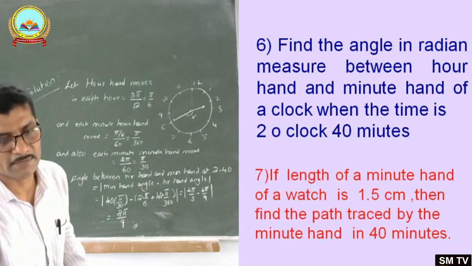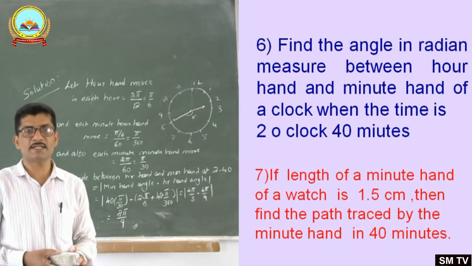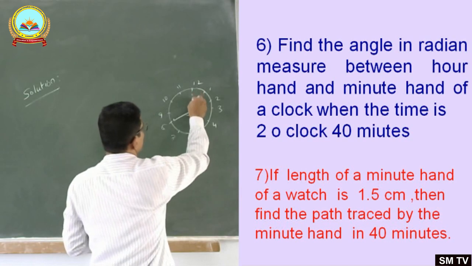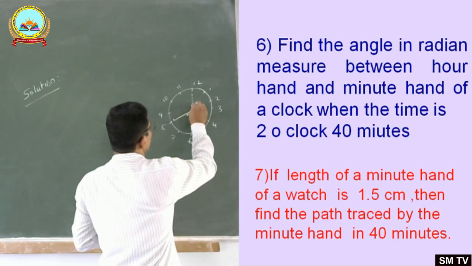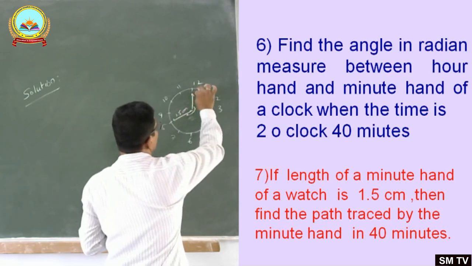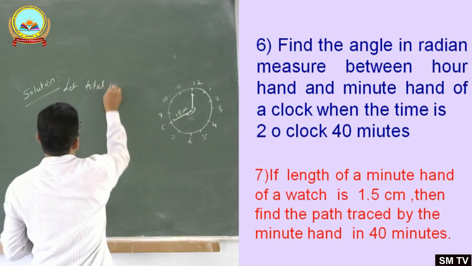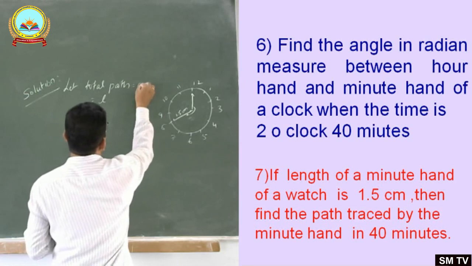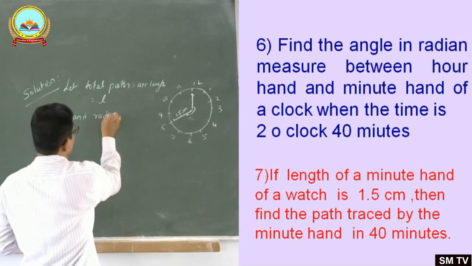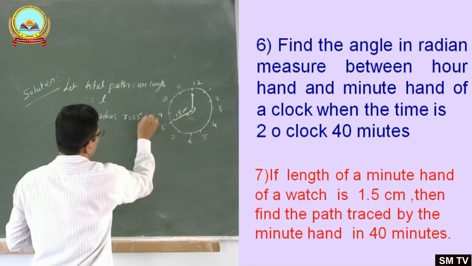The next problem, a similar type of question. If the length of the minute hand of a watch is 1.5 centimeters, then find the path traced by the minute hand in 40 minutes. Here also assume that this one is a watch. The length of the minute hand is given, this value is 1.5 centimeters. Then the path traced by the minute hand is a circular path. Here let us assume that the total path is exactly equal to the arc length of a circle. Is it clear? Assume that this one is the radius, equal to the length of the minute hand, that value is 1.5 centimeters.